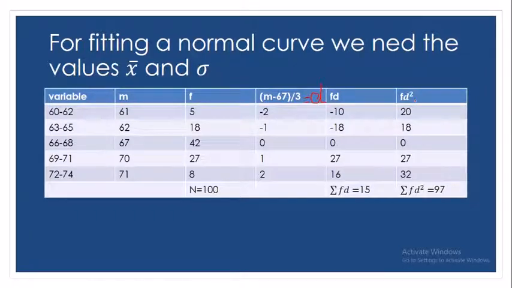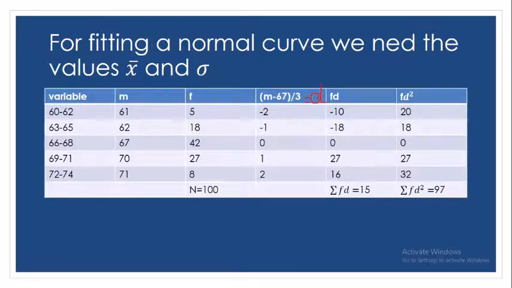Then in the next column you have to multiply F into D square. So I have introduced another column called D square that you can calculate. It is very easy. Then I have found the sum of the last column also. This we can use for the standard deviation, or to find the sigma. Okay, so let's see what we can do.